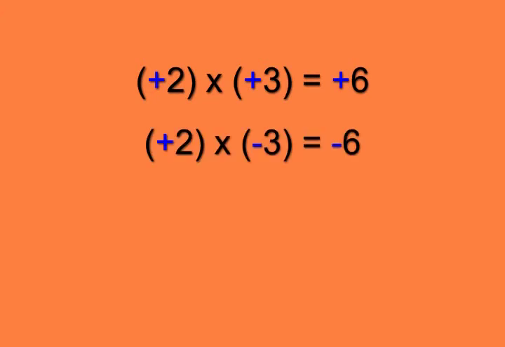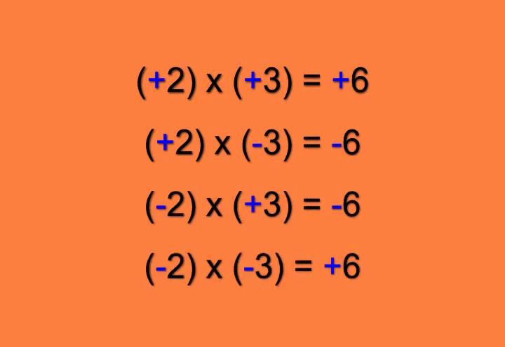If either one of the numbers is negative, the answer is negative. But if both the numbers are negative, the answer is positive. That's the rule many people find hard to understand at first. Let's see why it works out that way.